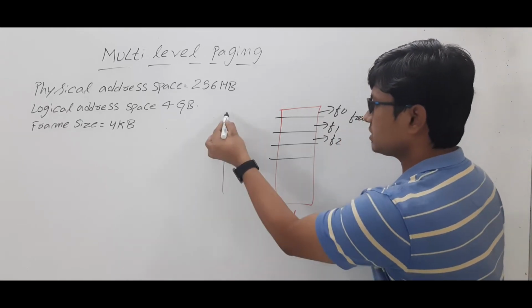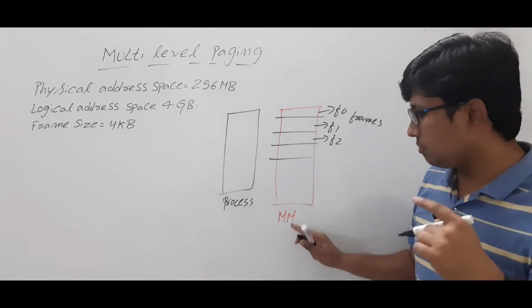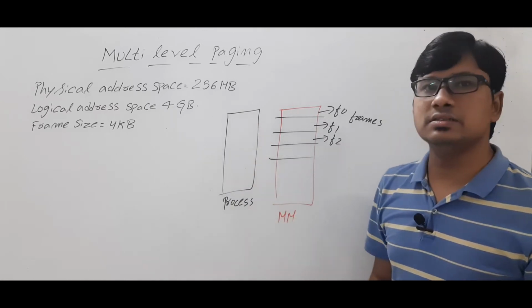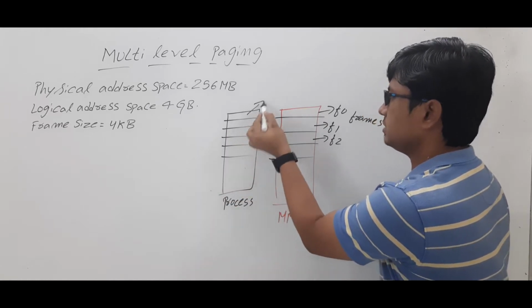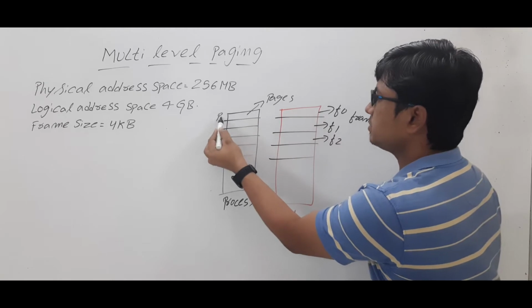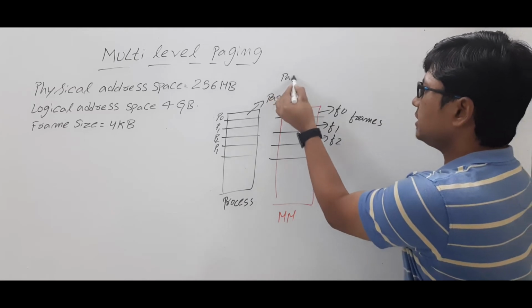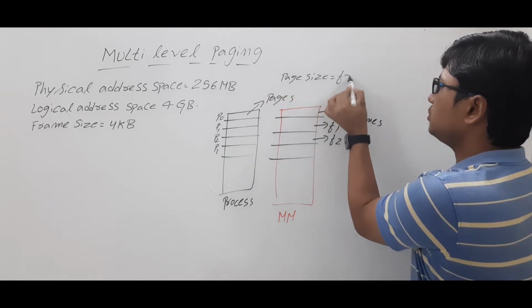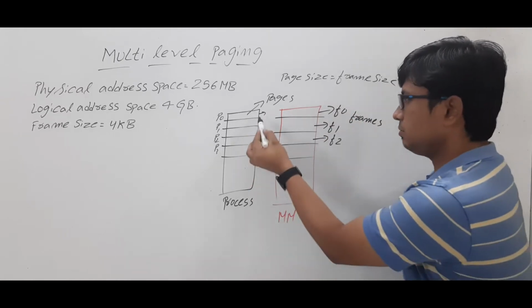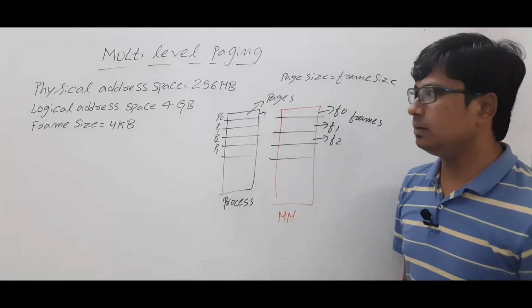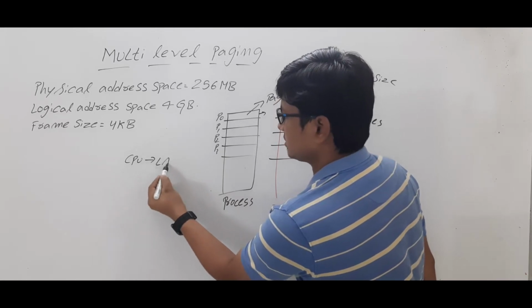Similarly, we have the process, or we can call it a logical address space. We can call the main memory the physical address space, and the process the logical address space. So the process is logically divided into pages. We'll have page number 0, page number 1, page number 2, page number 3, and so on. The page size will be equal to the frame size. That is the rule. Meaning one of the pages from a process can easily fit in one of the frames in main memory.